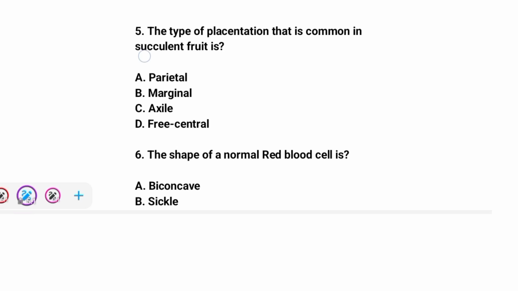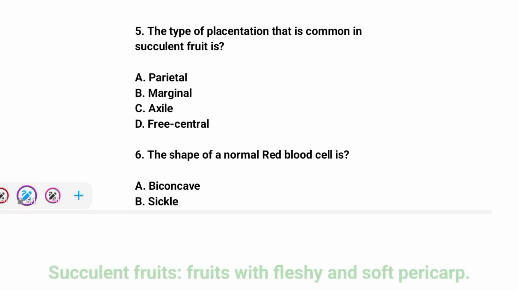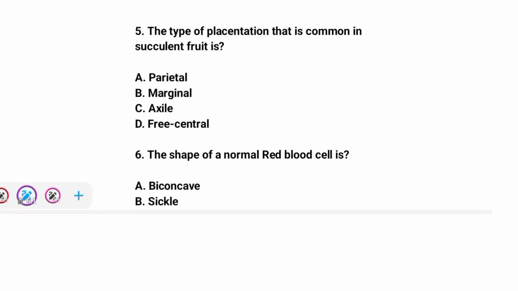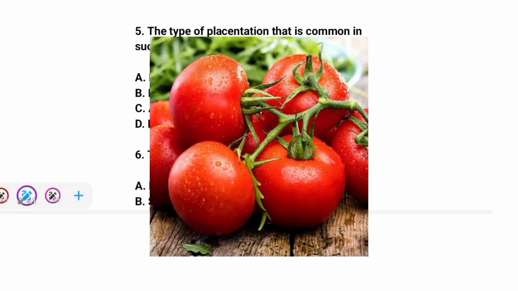So move to number 5. For number 5, we are told that the type of placentation that is common in succulent fruits is what? And these are the options right here. The first thing to note is that the succulent fruit is a fruit that has a fleshy pericarp. What is a pericarp? A pericarp is just the external layer of a fruit. So fleshy fruits are examples of succulent fruits.